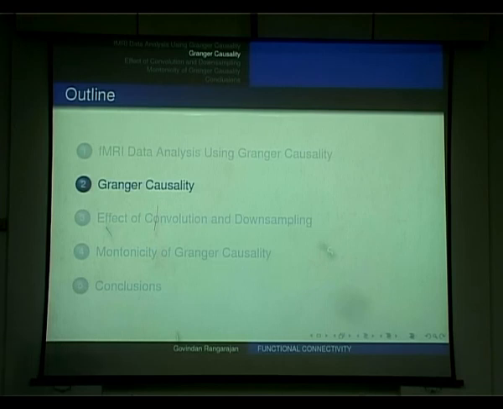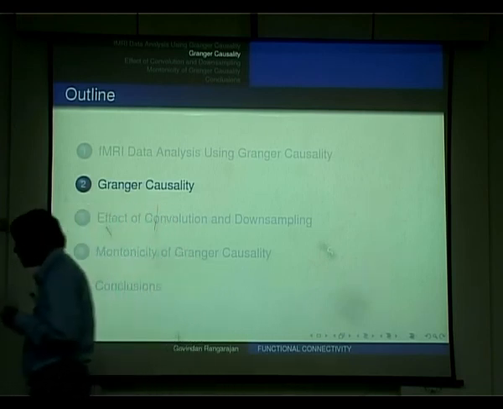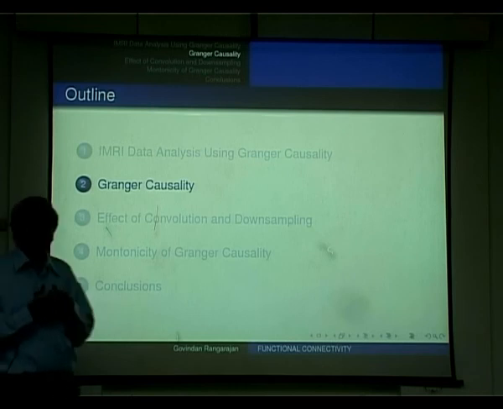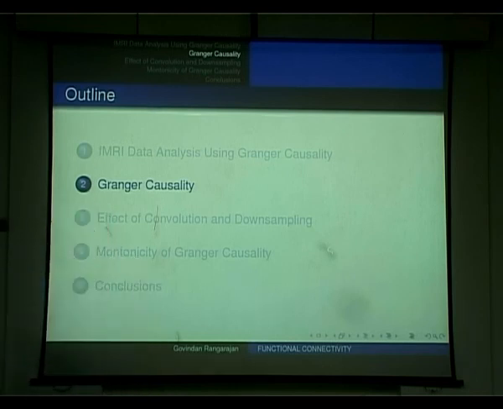So now let me actually come to quantify what this granger causality is, and then we'll see how these two issues affect granger causality. That is, the hemodynamic response function having variations across different regions of the brain, and the downsampling, which is done when you go to the fMRI signal.